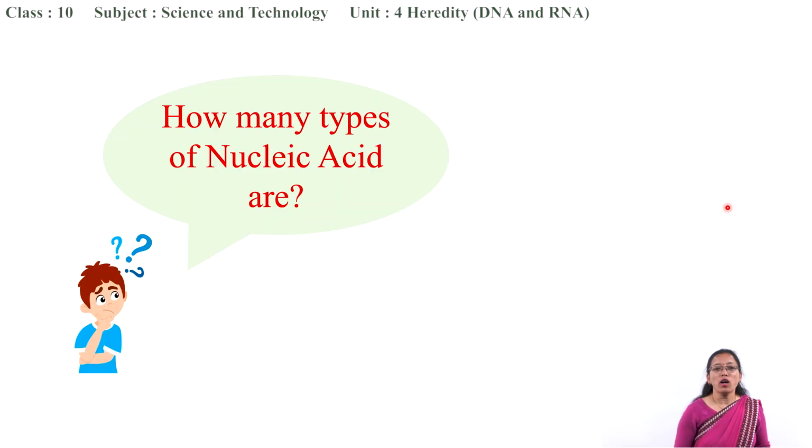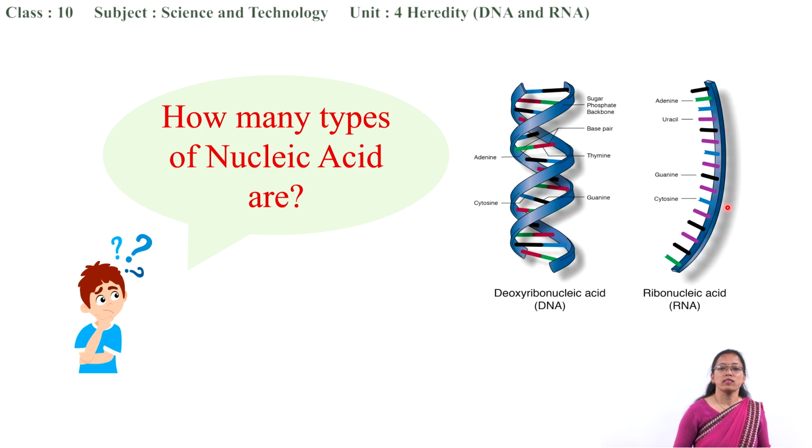How many types of nucleic acids are there? Already you know that. There are two types of nucleic acid. One is DNA, another one is RNA. Their structures are also different. See, this DNA is double helically coiled. And RNA is single stranded.